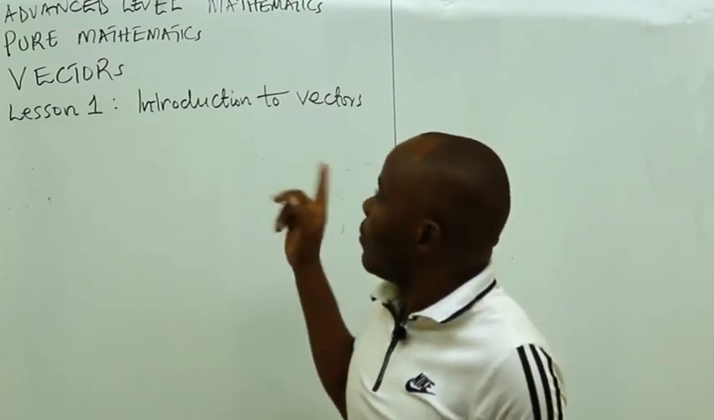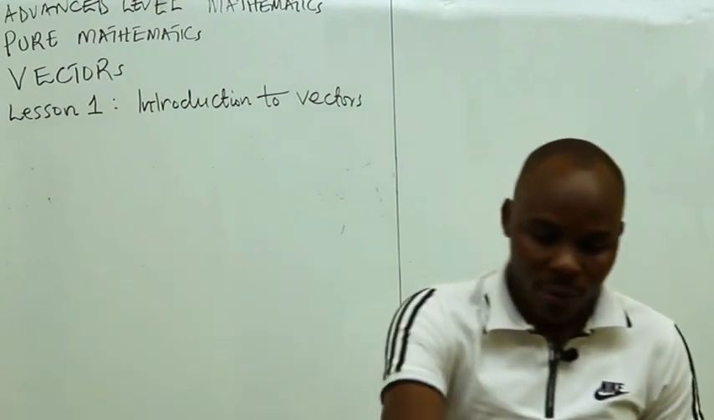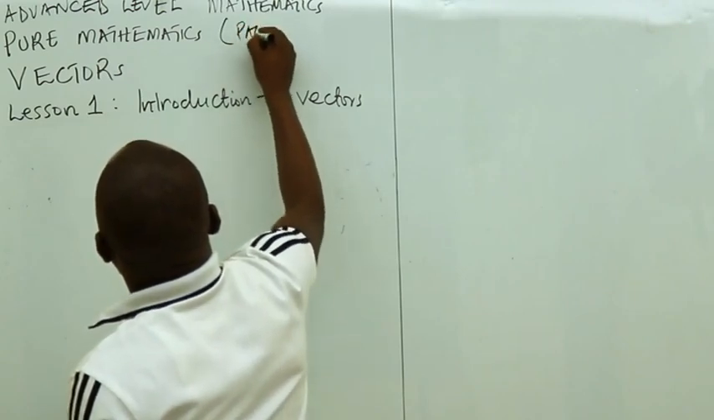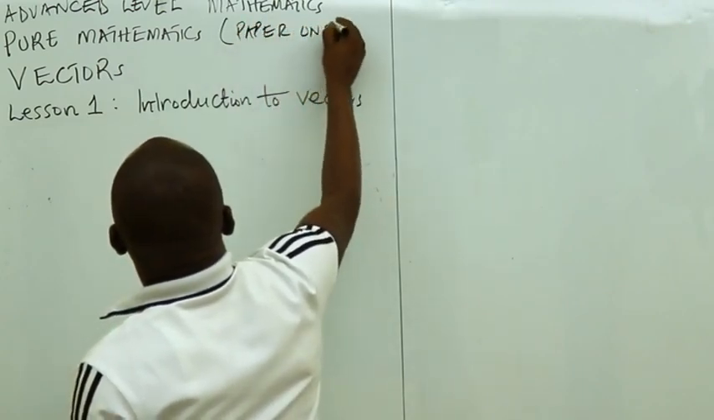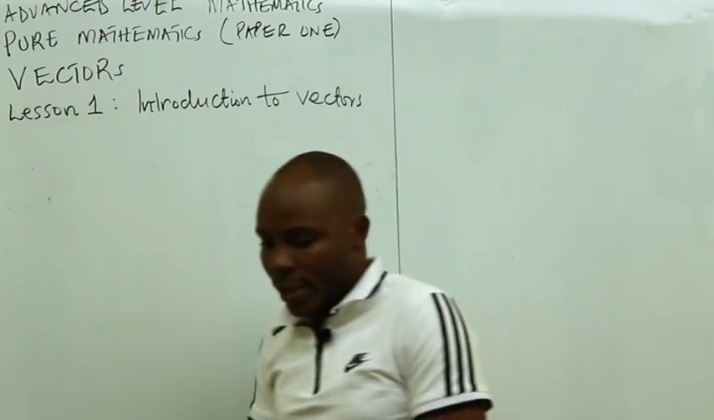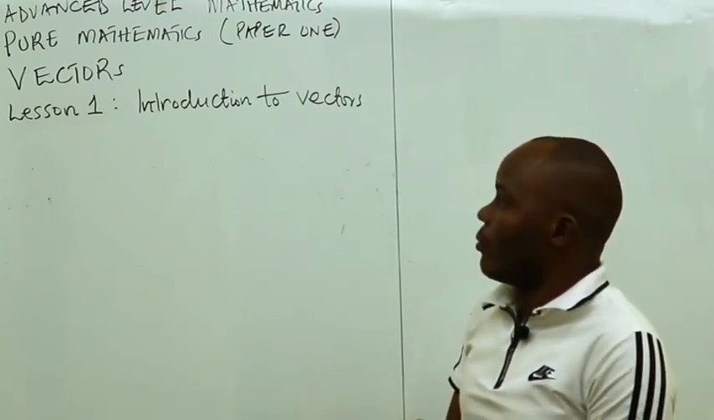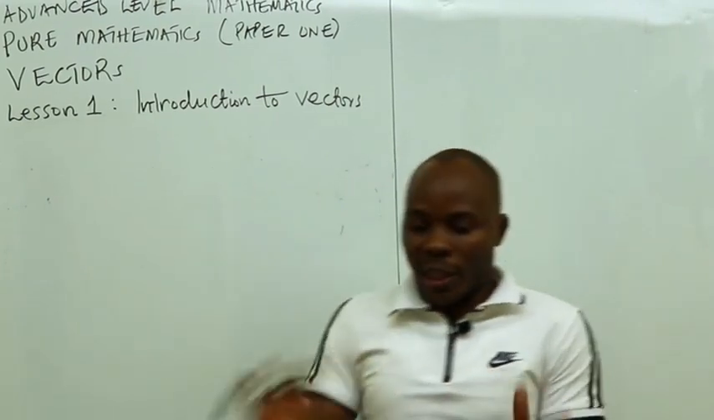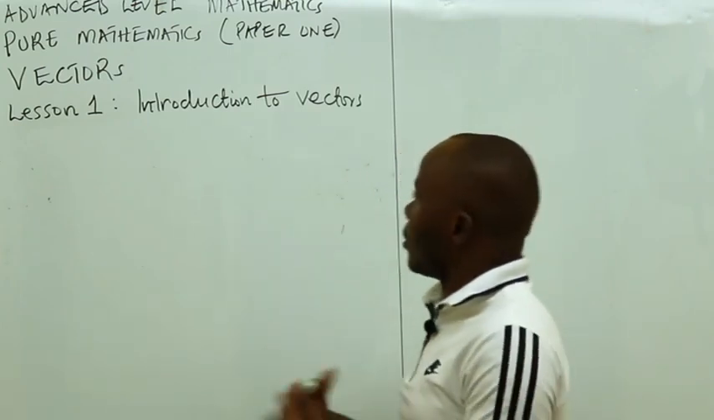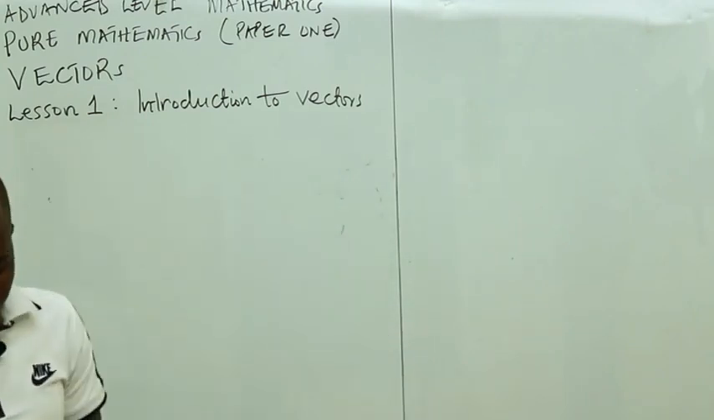We are talking advanced level mathematics, and we are talking pure mathematics. Pure mathematics, that is paper 1, Ugandan students. This is paper what? This is paper 1. And today we are going to look at vectors. Our lesson 1 will basically be to get introduced to vectors.